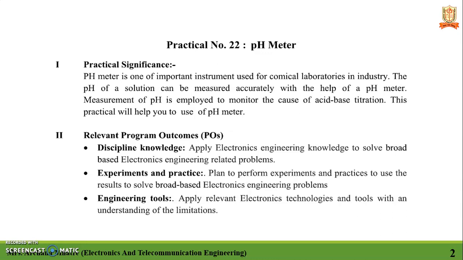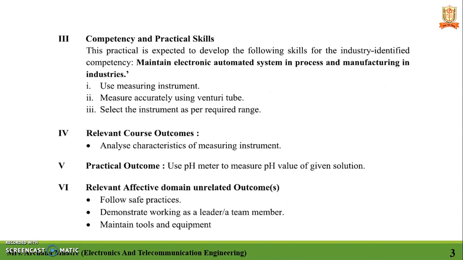Relevant program outcomes: discipline knowledge, experiments and practice, engineering tools. Competency and practical skill: to maintain the electronic automated system in process and manufacturing industries. Use measuring instrument. Measure accurately. Select the instrument as per required range.